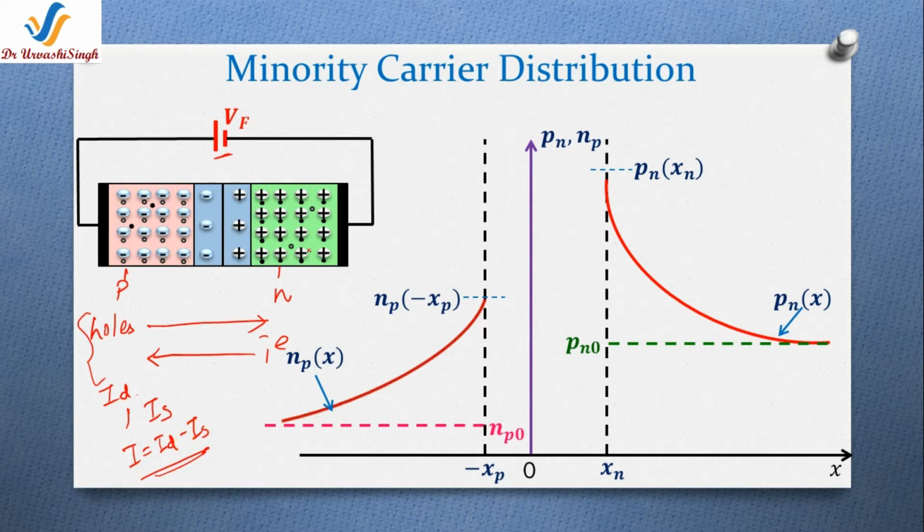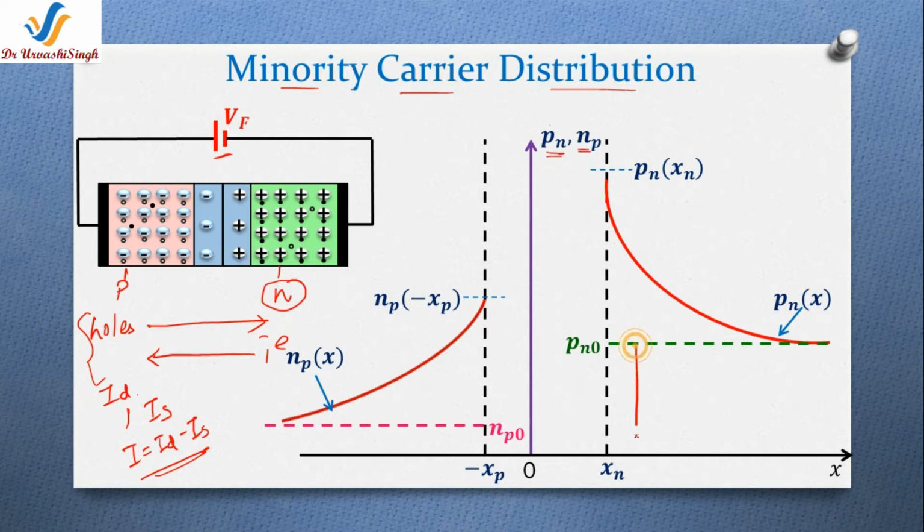So students, to study the current voltage relationship, I will take the case of forward biasing. First, we will study the minority carrier distribution in forward biasing. Holes that move from P side to N side will become minority carriers of the N side. Similarly, the electrons will become minority carriers of the P side. That's why minority carrier distribution.